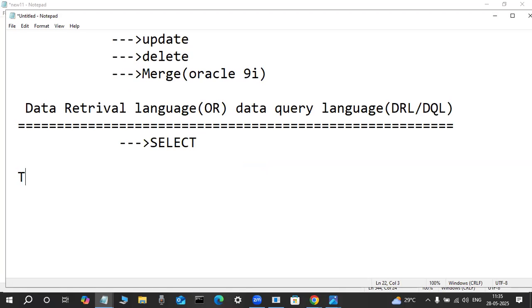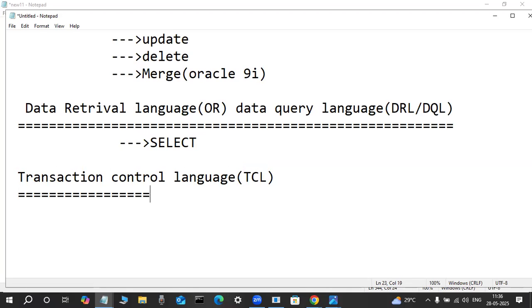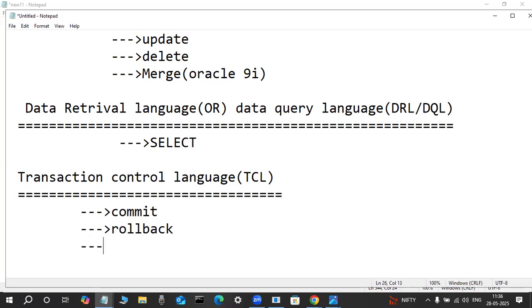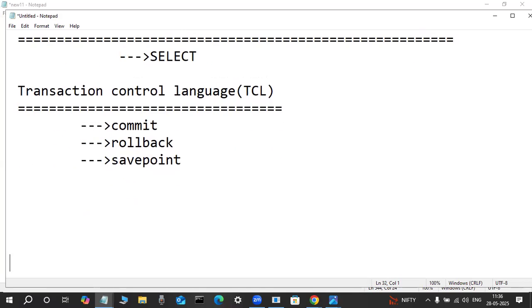Now observe, next one is transaction control language. This is also very important in a database. This is also called TCL. Under TCL, three commands are available. Anybody have an idea? Commit, very good. Another one is rollback. Another one is savepoint. These three commands are common in every database. Commit, rollback, savepoint are under TCL.